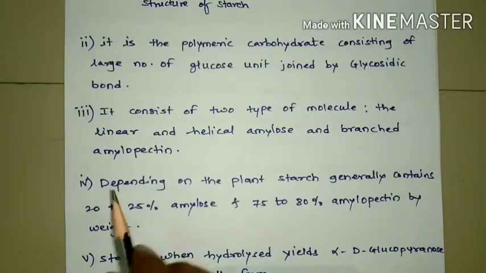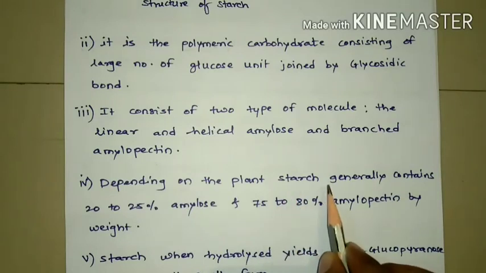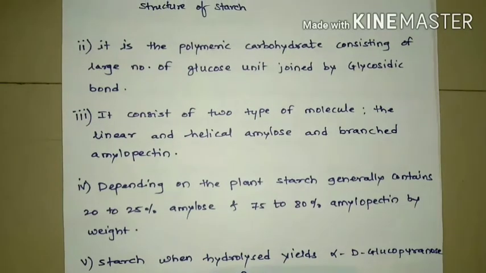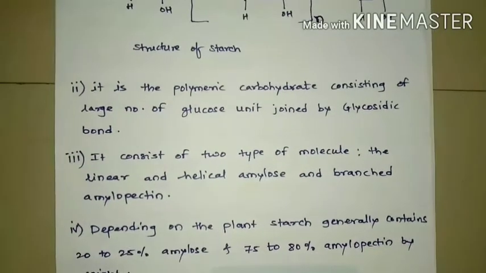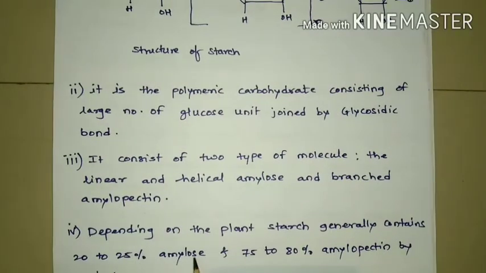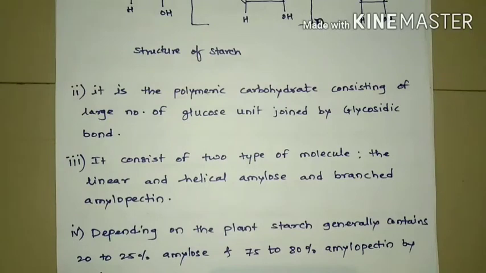Then depending on the plant, starch generally contains 20 to 25% amylose and 75 to 80% amylopectin by weight. That means in the starch, 20 to 25% amylose content is present and 75 to 80% amylopectin by weight.